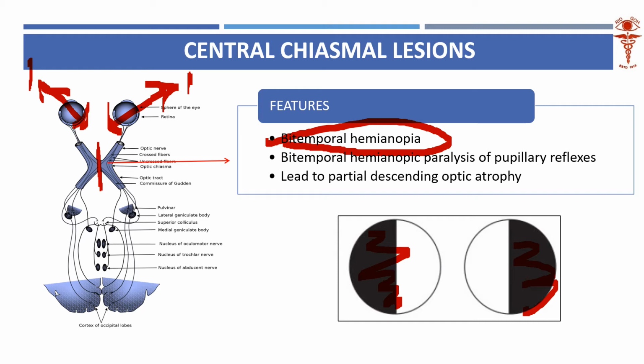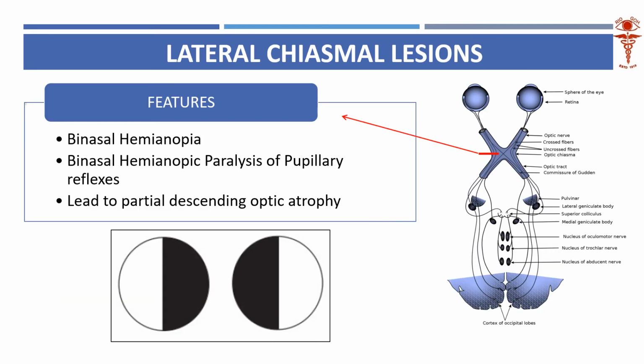Bitemporal hemianopia is caused because of a lesion in the optic chiasma. What is a common lesion? Pituitary tumor. Finished. That is all. Forget every other thing in this slide. Remember that point.